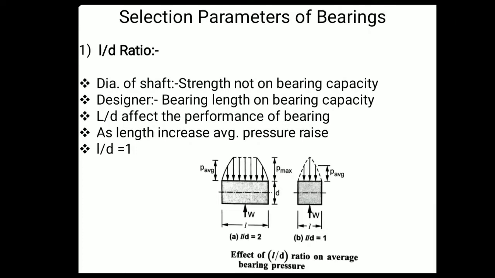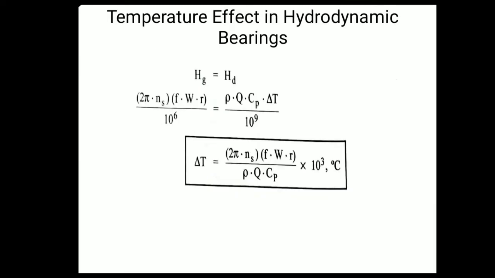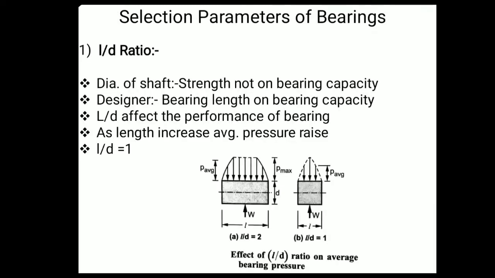Now previously we have seen the temperature effect of the hydrodynamic bearing. Now we'll start with the selection parameters of the bearing. While selecting the bearing, we must know the parameters. So what are the important parameters, I'll tell you one by one. So first is L by D, that is the length of the bearing with respect to the diameter of the bearing ratio.